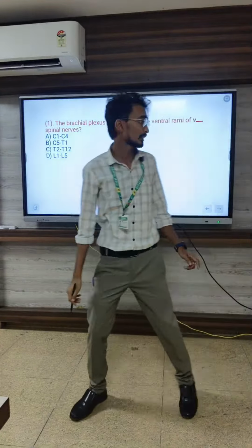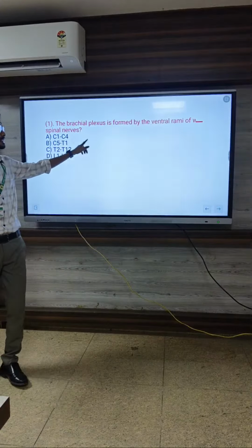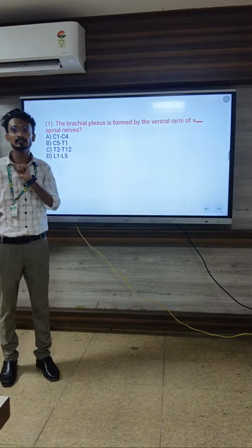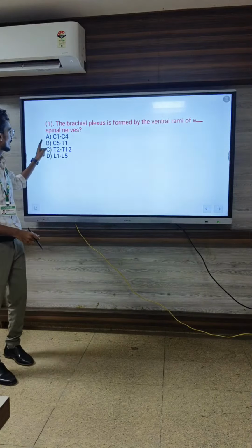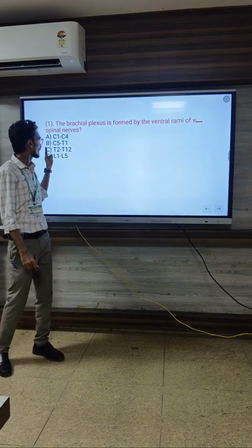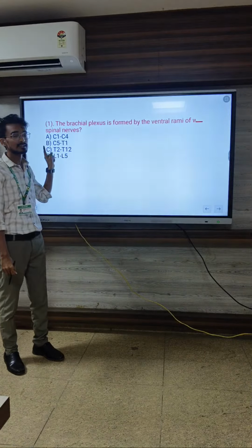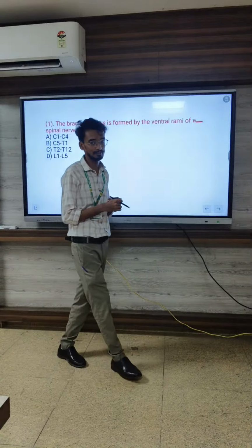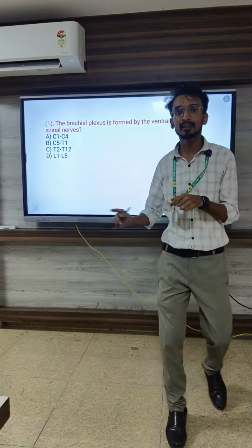First question. The brachial plexus is formed by the ventral rami of which spinal nerves? First option is C1 to C4, second is C5 to T1. Third option is T2 to T12, and fourth option is L1 to L5. Just a glance, we'll discuss.